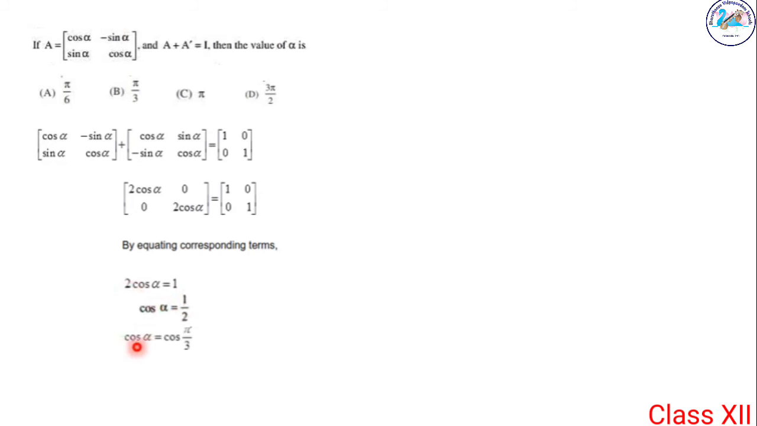Then cos alpha is equal to 1 by 2, which means it is equal to cos pi by 3. So here alpha is equal to pi by 3. So the correct option is B, and we have come to the conclusion that B is our right answer.